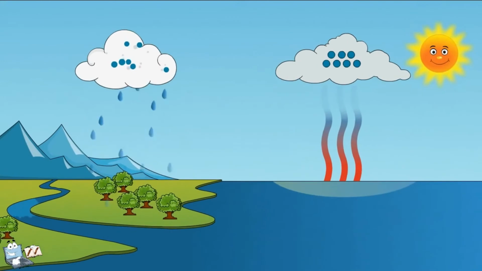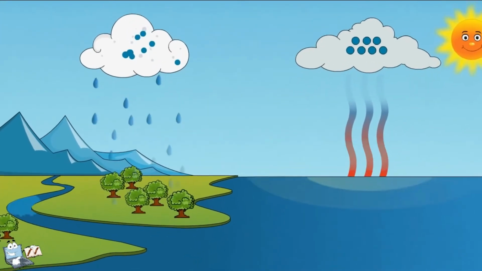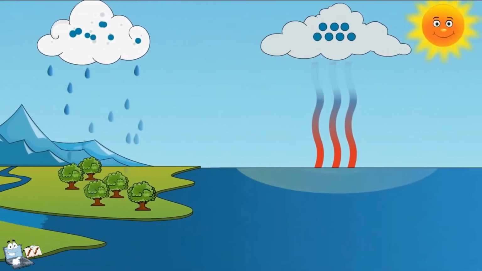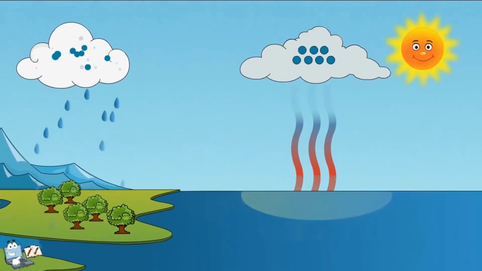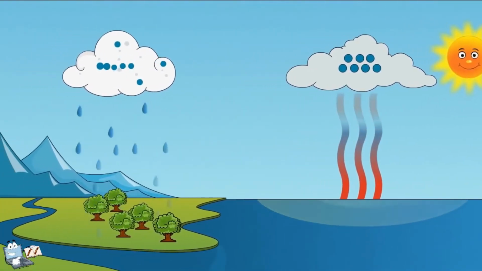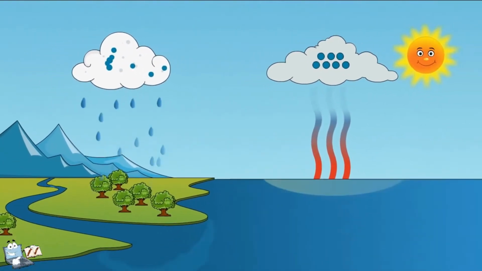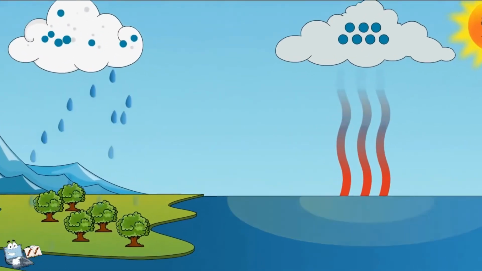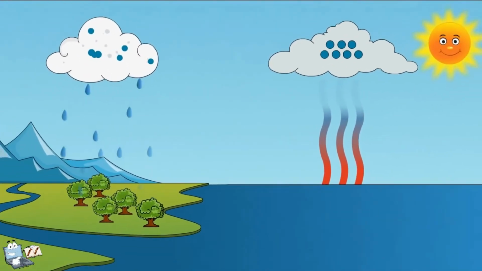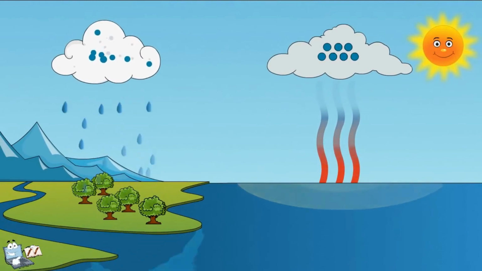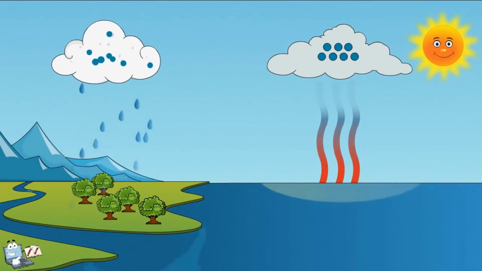Lastly, we have precipitation. Precipitation is any liquid or solid water that falls to earth after condensation happens in the atmosphere. Rain, snow, and hail are all precipitation. Precipitation is how the water cycle moves water from the atmosphere back to the earth.